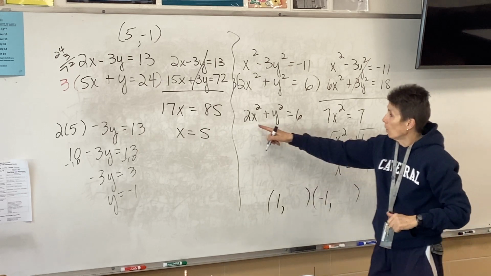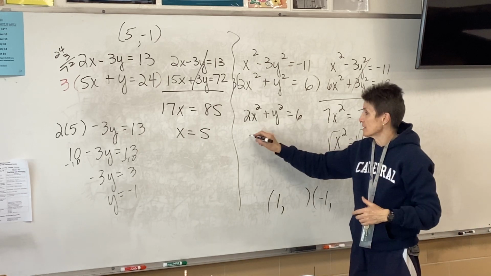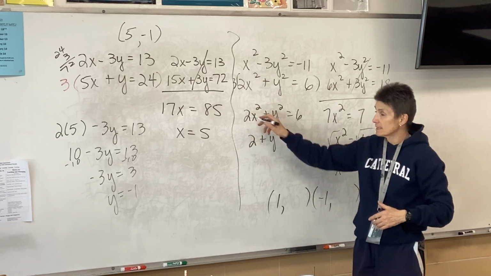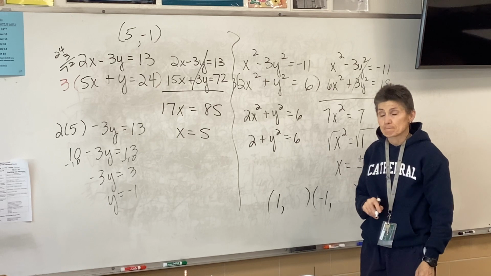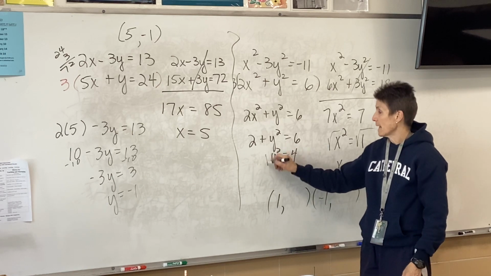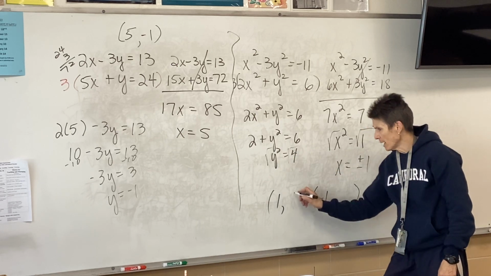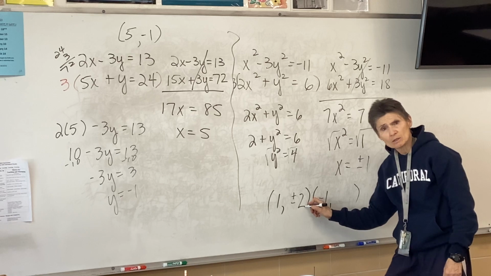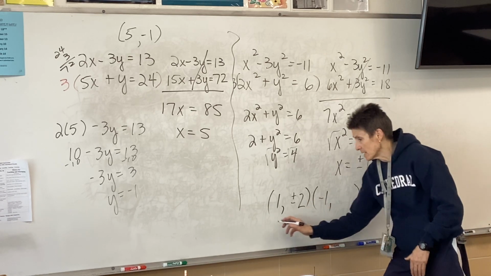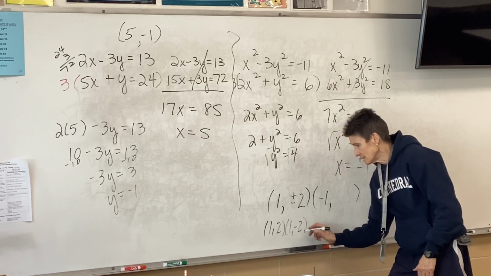All right, if I put in 1 squared is 1 times 2. So that's 2 plus y squared equals 6. I'm plugging in positive 1. So y squared equals 4. What happens when I square root? I get plus or minus 2. So that's really 2 points. That's really (1, 2) and (1, -2).